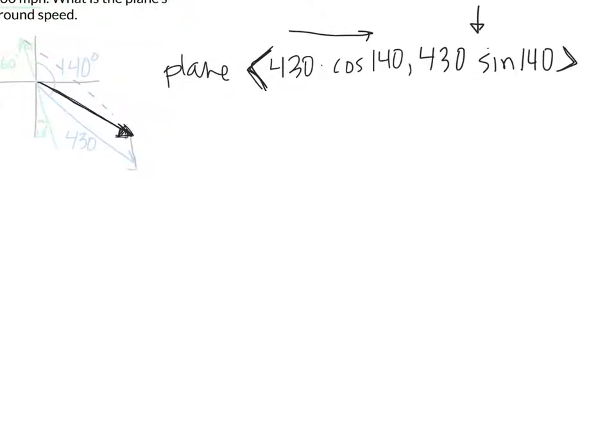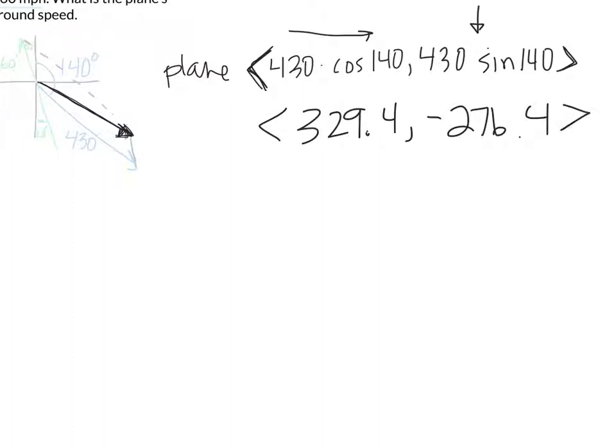So let's see what we get when we plug this into our calculator. 430 cosine of 140. That should be a positive 329.4, even though it says negative, because cosine at 140 is negative. And 430 sine at 140 needs to be negative 276.4. So when we're using component form, you have to make sure to get the signs, the positive and negativeness of your x and y, correct.